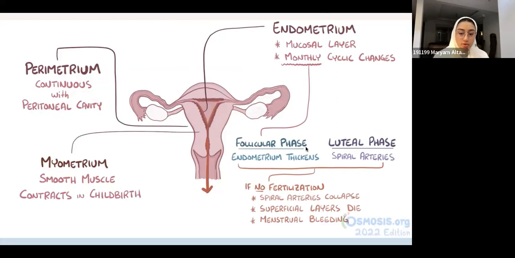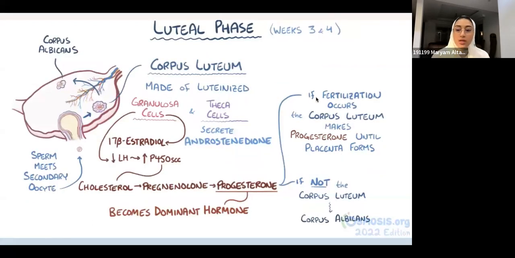So we have the follicular phase, where we try to thicken the endometrium, and the luteal phase, where your spiral arteries form. These are keywords for you guys to remember in terms of questions. If no fertilization happens, these spiral arteries collapse, the superficial layers of the inner lining die, and that causes menstrual bleeding. You also have smooth muscle contractions, which is what causes menstrual pain. Essentially, what's important is if fertilization does occur, the corpus luteum continues to make progesterone until the placenta forms.